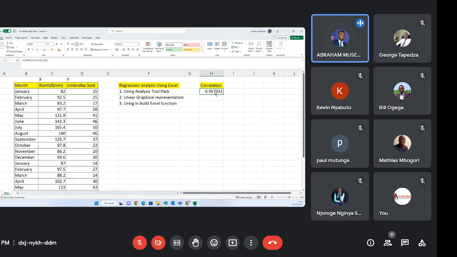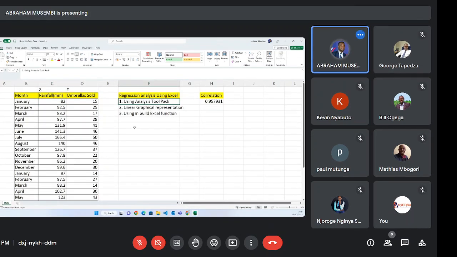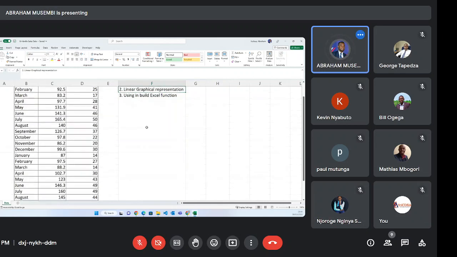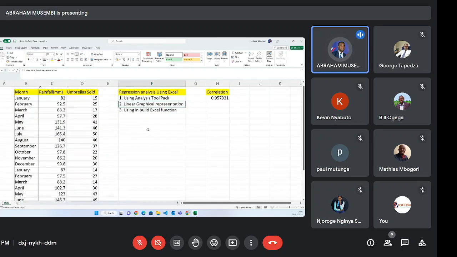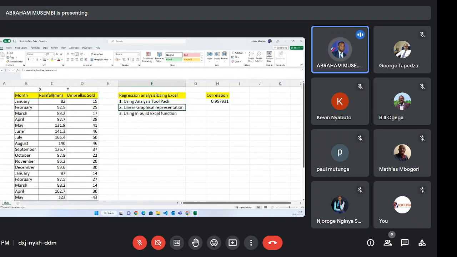Okay, yes. So basically, we said correlation basically shows us the relationship between two variables. Good. So I want us to first use the graphical representation as our first method of doing regression analysis.